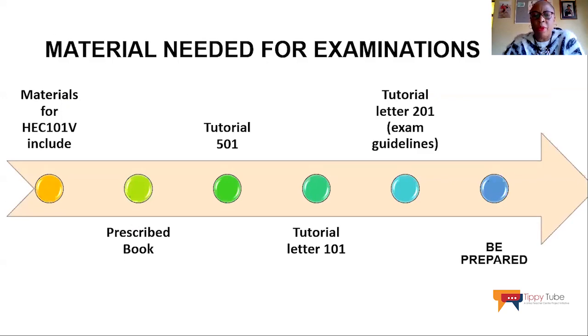What do you need for the exam? You need your study materials for HEC101V. You need your tutorial letter 501, which is a study guide, and tutorial letter 201, which is your exam guidelines. You're going to receive it very soon. I hope you are happy with that. Have your prescribed book, and use your tutorial 101 just to get the guidelines that you are given. And be prepared. Don't take it for granted because it's a take-home.